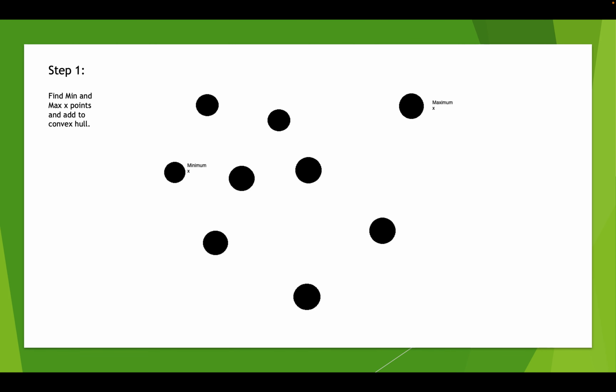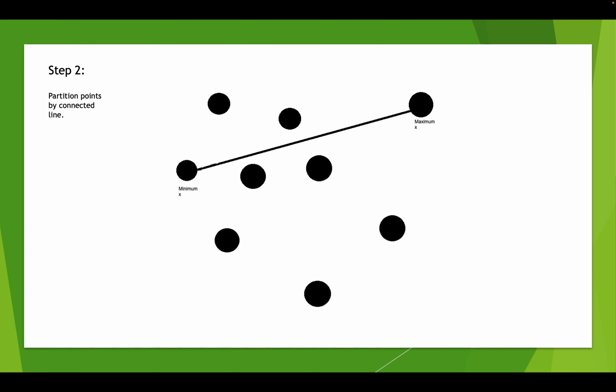The first step is to find the minimum x and maximum x points in the set of points. The second step is to form a line between the 2 points, creating 2 sets of points, one above the line and one below. This line acts as the partition line.